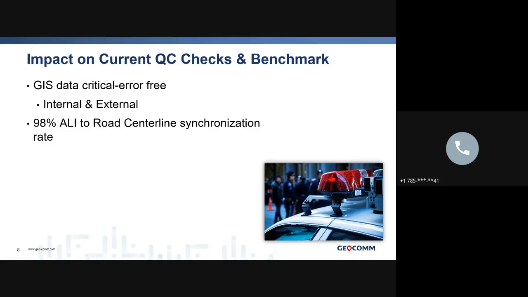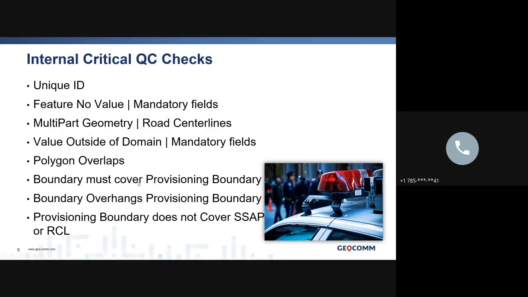Next slide, please, Blake. So now I want to take a few minutes to talk about the internal critical quality control checks. So these are the things that in each entity submission to GIS Data Hub, we will check for, and they are critical. One thing I will mention now is that I have provided Blake with a spreadsheet of each of the quality control checks that are completed.